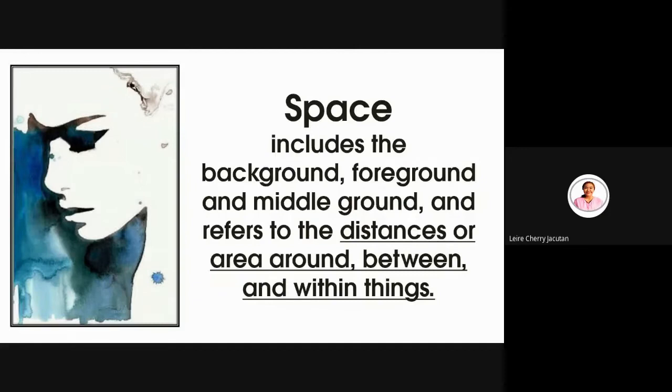And last is what we call, the last element of art is what we call space. So includes the background, foreground, and middle ground and refers to the distances and area around, between, and within things. So isipin natin na ang isang paper na blanco or isang canvas na blanco ay parang punong-puno lang siya ng negative spaces. But once na naglagay ka ng kahit anong bagay doon, tuldok o kaya kahit anong klase ng image, nagkakaroon na siya ng positive space. So kung anong ginagawa natin doon sa negative space na yon, meron siyang visual impact sa mga nakakakita.